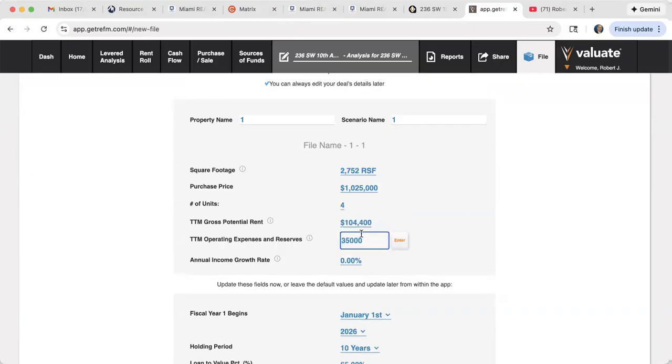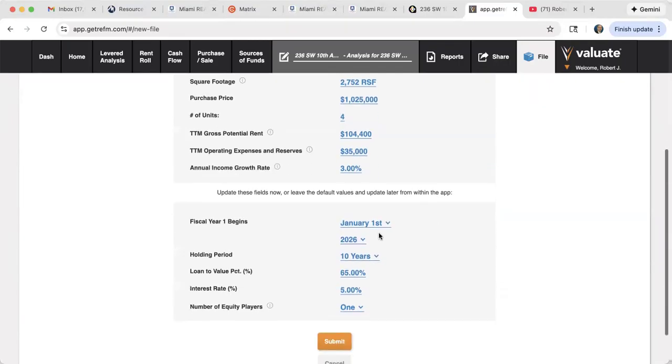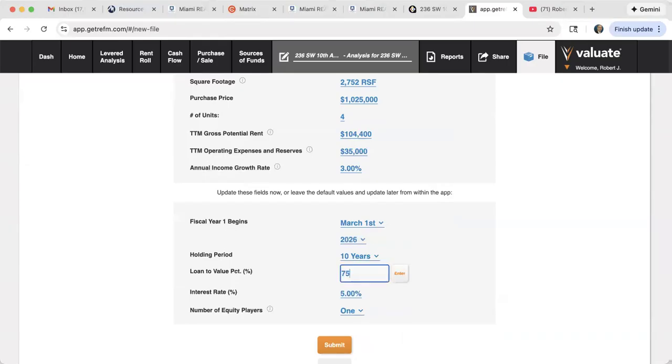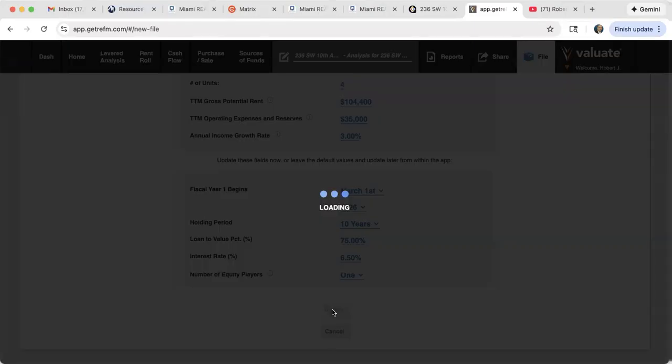That's plus reserves, right? 3% annual income growth. Don't ever change that. Leave it at 3%. It's your standard inflation and whatnot. So March 1st, and we're looking at financing 75%. Unfortunately, I had to enter the numbers again because the first time around it produced an error. All right, so let's click on submit and let's see if we can fix this.